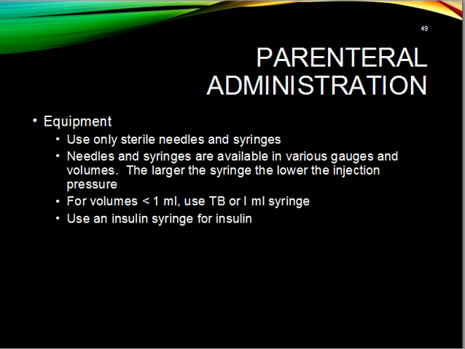For parenteral administration, use only sterile needles and syringes. Needles and syringes are available in various gauges and volumes. The larger the syringe, the lower the injection pressure. For volumes less than 1 ml, use a TB or 1 ml syringe. Use an insulin syringe for insulin.